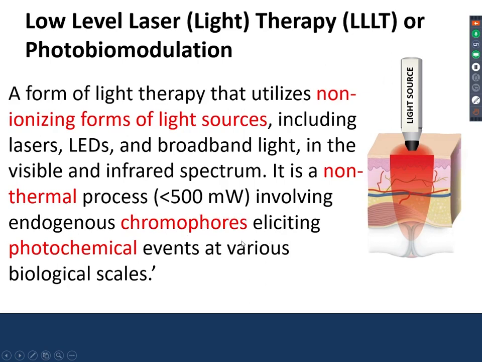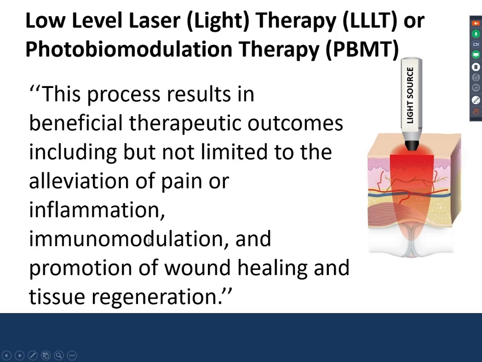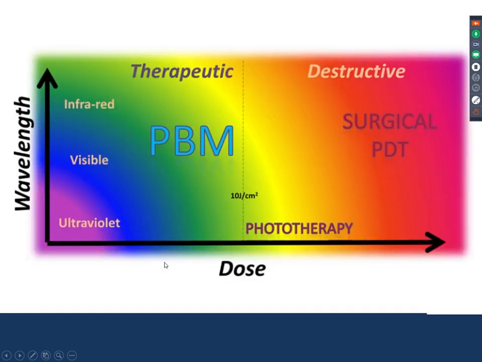And this light is absorbed by photoacceptors called endogenous chromophores. And when they're excited, they cause a photochemical reaction similar to photosynthesis. And this can be beneficial to the cell, including reducing inflammation, reducing pain, modulating the white blood cells, and so forth.